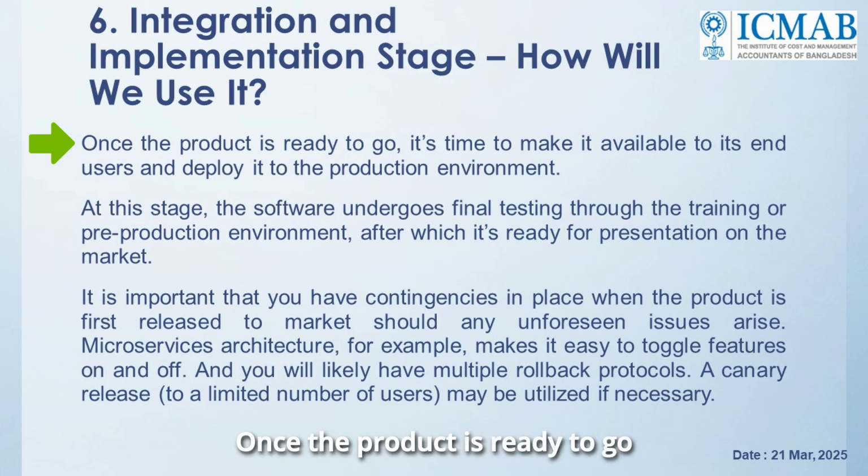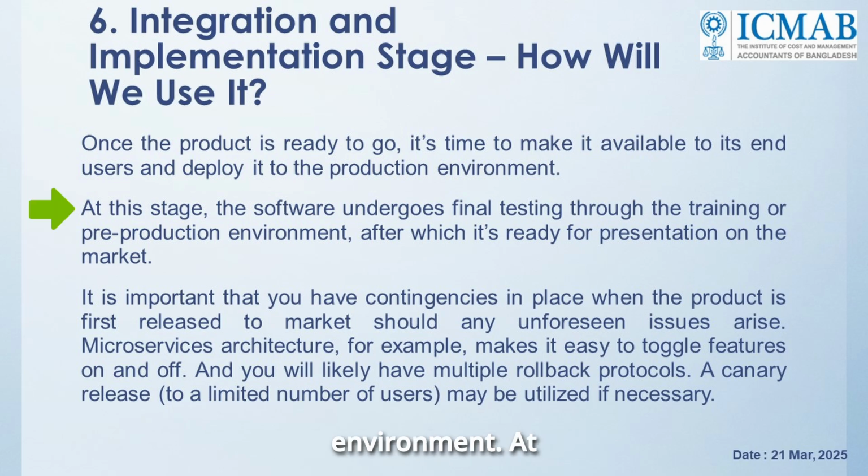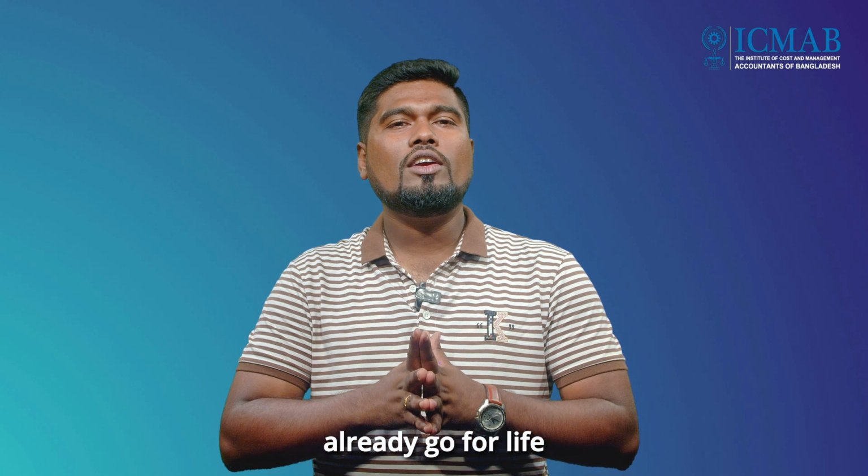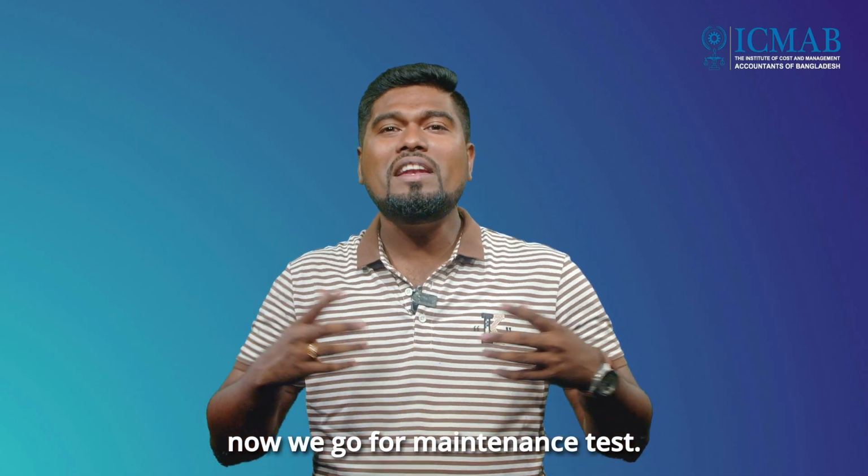Once the product is ready to go, it's time to make it available to its end users and deploy it to the production environment. At this stage, the software undergoes final testing through the training or pre-production environment, after which it is ready for presentation on the market. It is important that you have contingencies in place when the product is first released to market should any unforeseen issues arise. We already go for live, now we go for the maintenance stage.